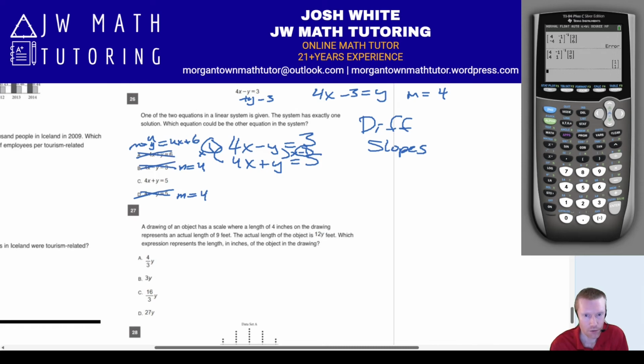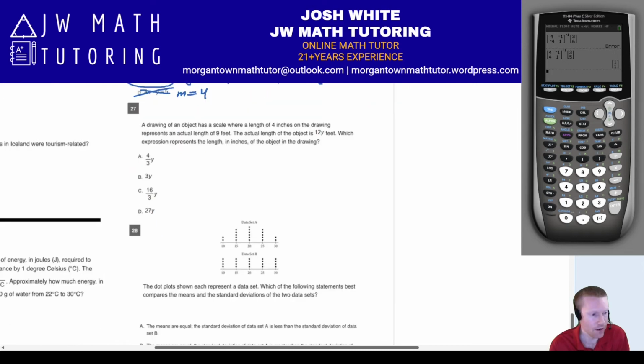And then C is where you get a slope of negative 4. Y equals negative 4x plus 5. Therefore, it's a different slope. Therefore, it has exactly one solution. So those are 3 different methods you could use to solve this problem.